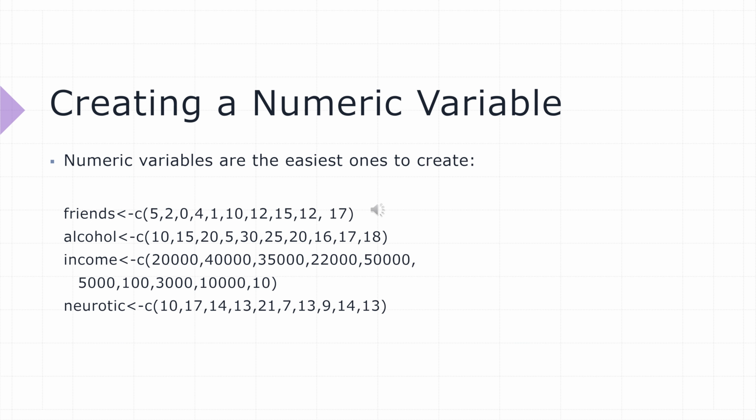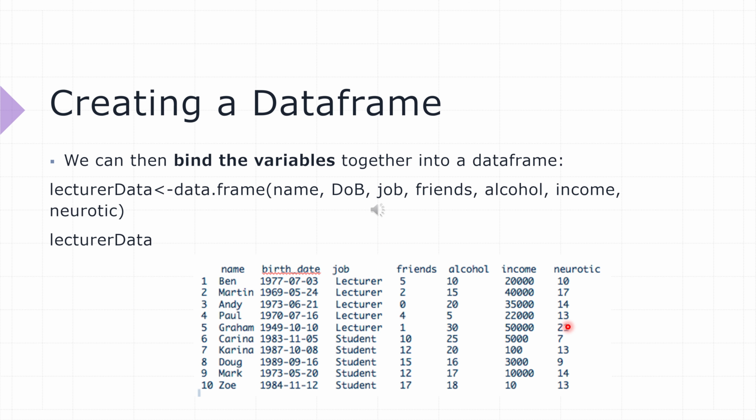Creating numeric variables. Numeric variables are the easiest. friends <- c(5, 2, 0, 1), alcohol <- c(10, 1, 15, 20, 5). Creating a data frame, bind everything together: lecturerData <- data.frame(name, DOB, job, friends, alcohol, income, neurotic). Print lecturerData. If this prints a tidy table, congratulations, you just manufactured data. Economists do this all the time, just a joke.